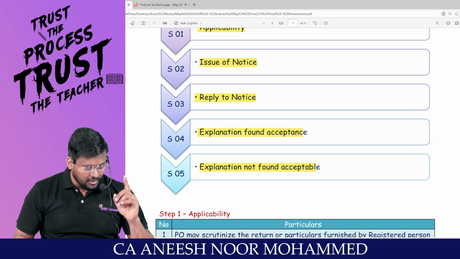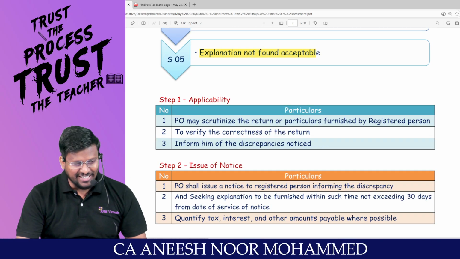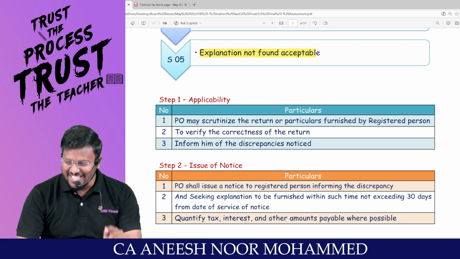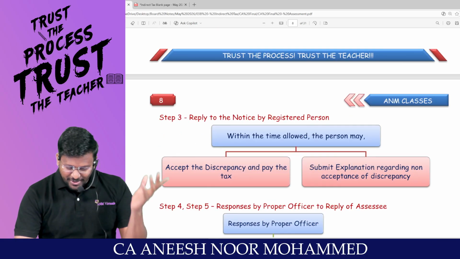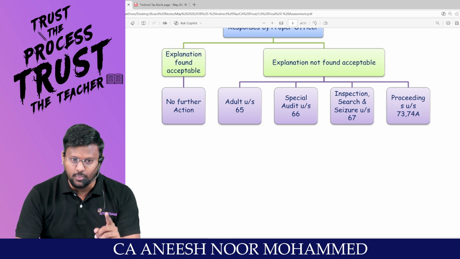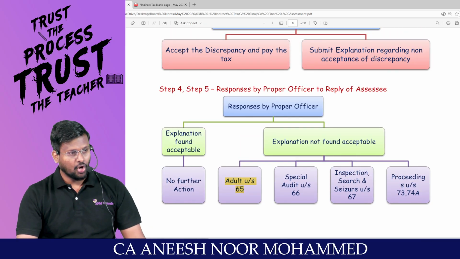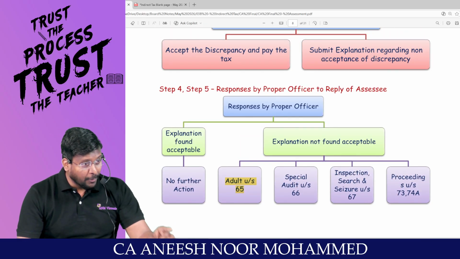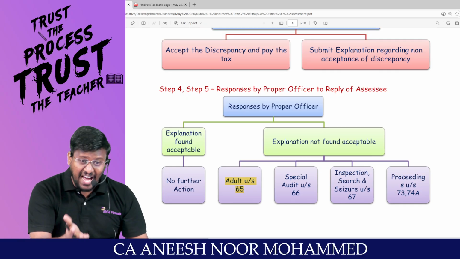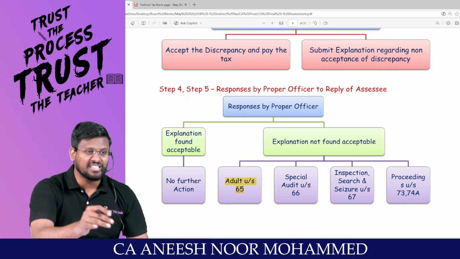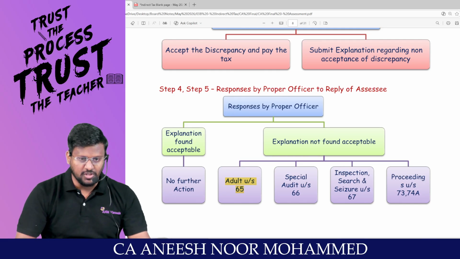If the PO is not satisfied, that means you should know how to satisfy the PO. If the PO is not satisfied, further actions will come. That's the next chapter, audit under section 65. The proper officer will pass another order under section 65 stating that you should bring your books of accounts. We just want to do the audit.